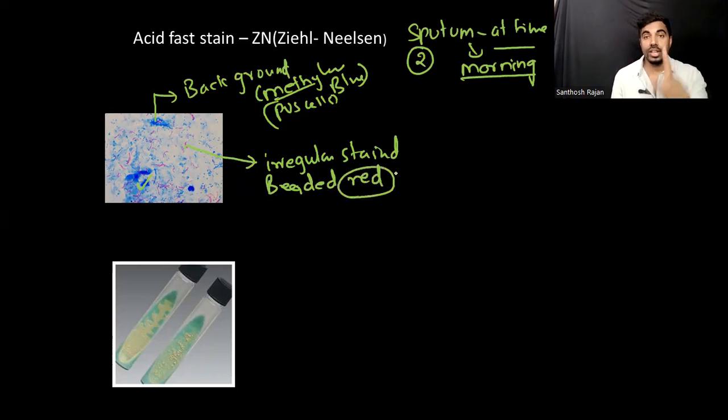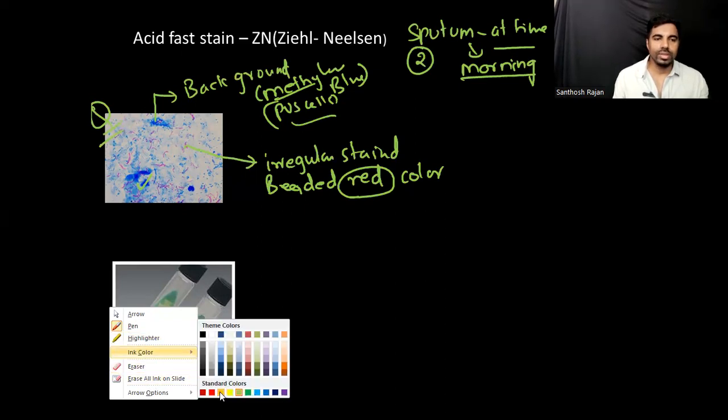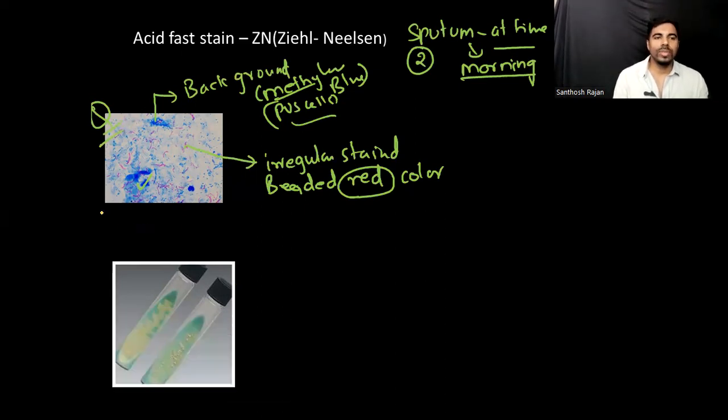Red color is important. Carbolfuchsin is red color, Anand Mahindra's car was red color. So this question would be asked: red bacilli in a background of blue. A picture may be asked, and you can expect this as a definite question. So please concentrate on that, and don't make a mistake in that question. So that is one thing you'll remember. This is the acid-fast stain.